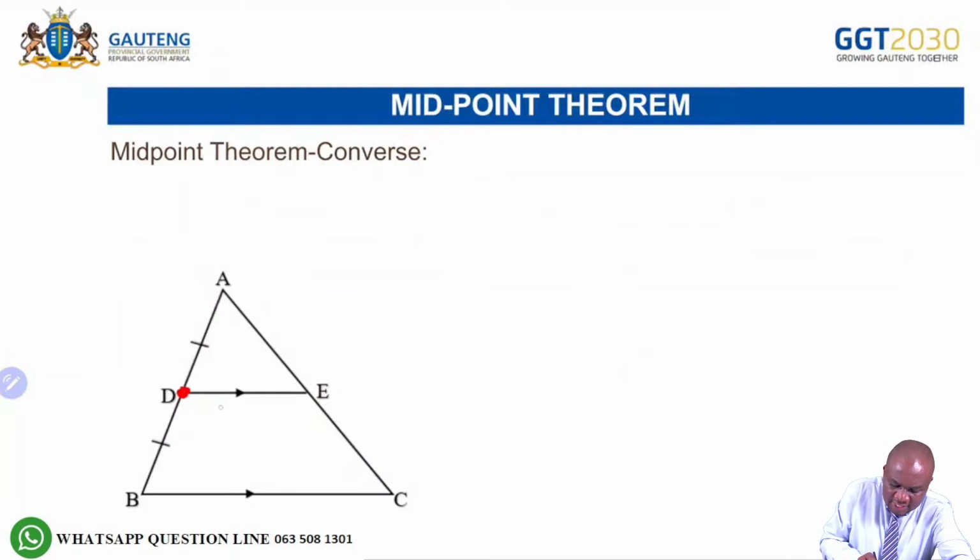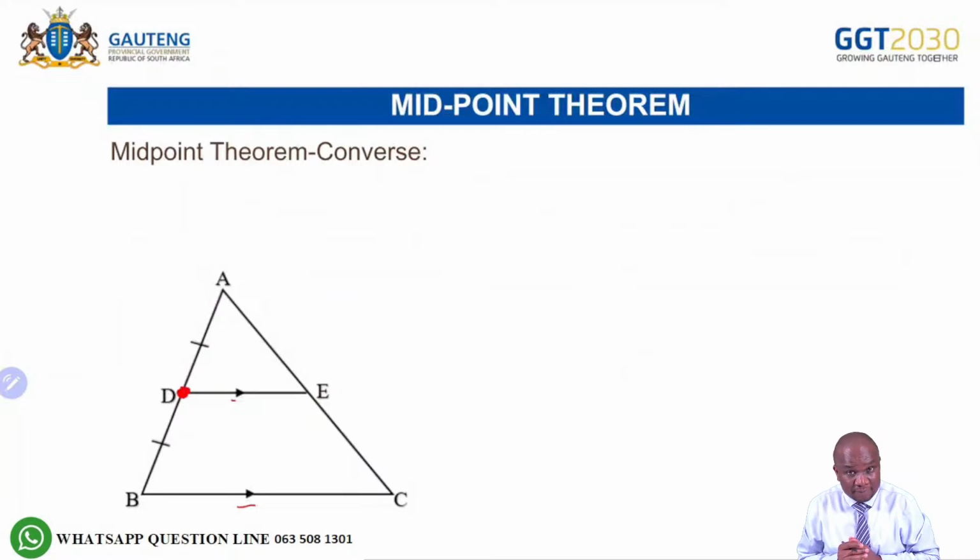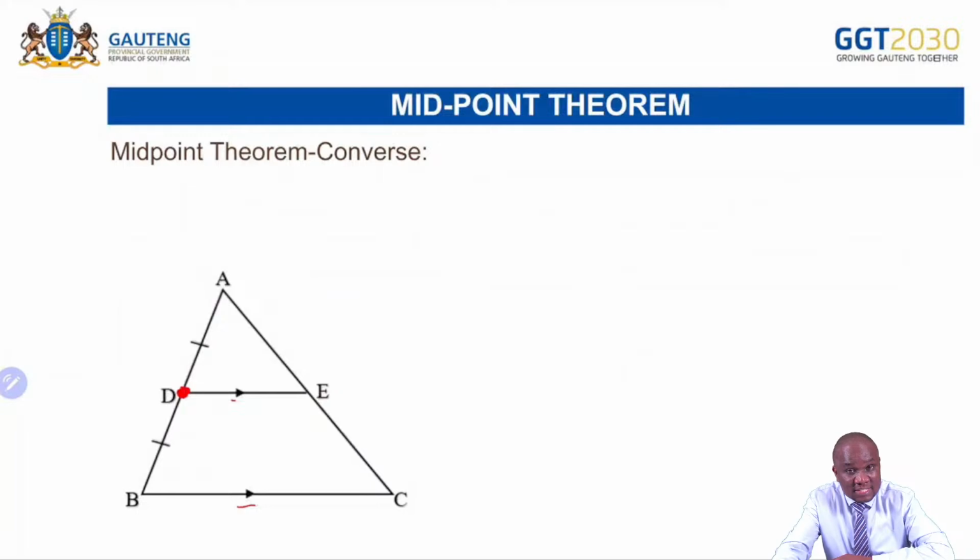We are also given that DE is parallel to BC. So a line drawn from the midpoint of one side of a triangle parallel to the other side. You see that? DE is drawn from the midpoint and is parallel to BC. Then what does that line do? Okay, that's the converse of the midpoint theorem.